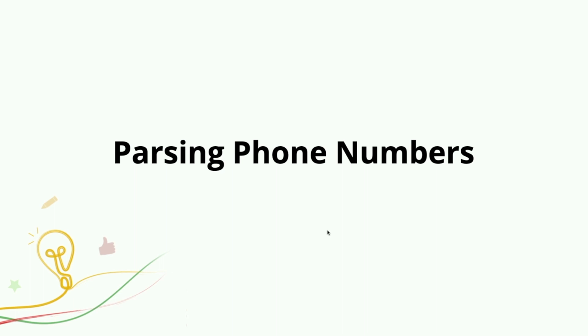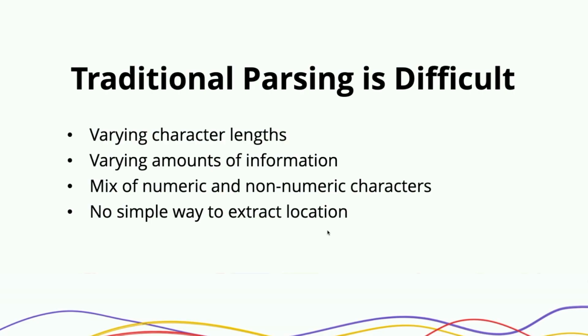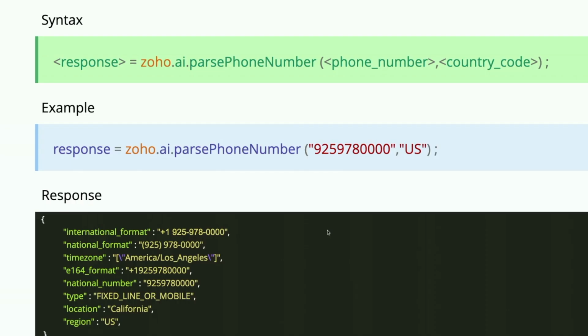So one is the ability to parse phone numbers. As I was talking about earlier, phone numbers could be written a whole bunch of different ways, but we want to extract useful information from that. But it can be difficult because those phone numbers could have different amounts of characters, they could have different amounts of information in them. There could be a mix of non-numeric and numeric characters, if somebody's doing parentheses or dashes. There's all kinds of things that make this difficult to work with when we're writing a script.